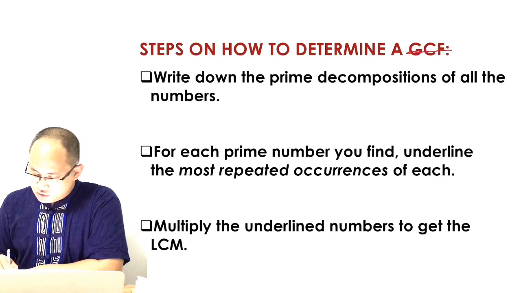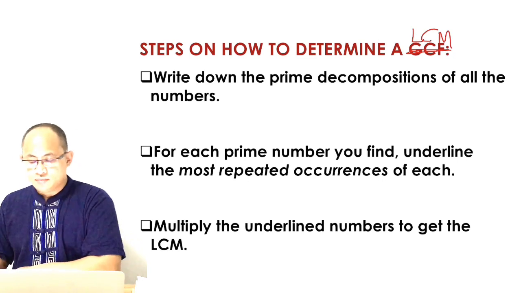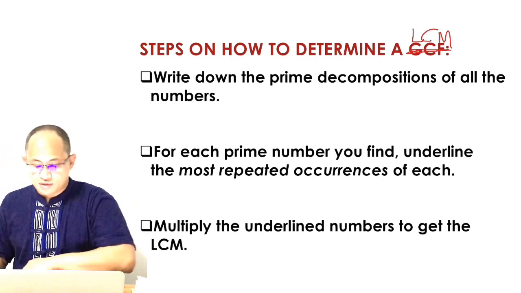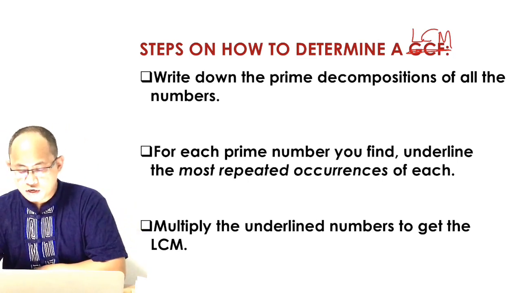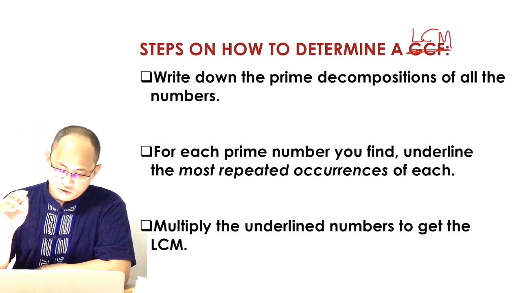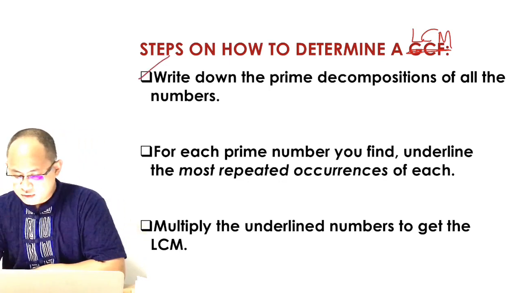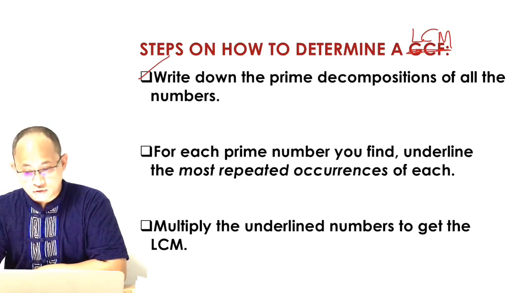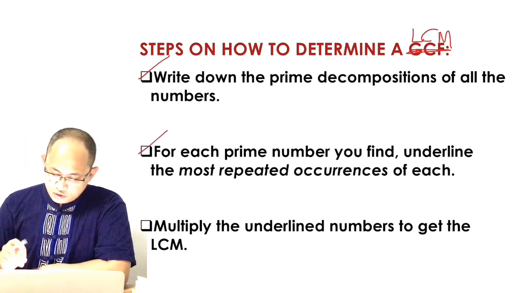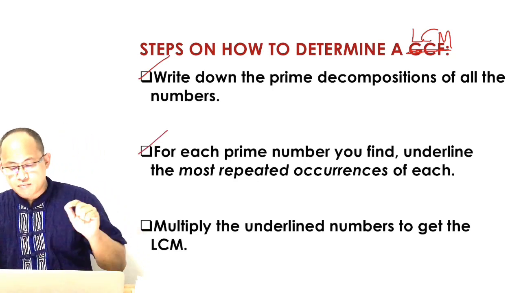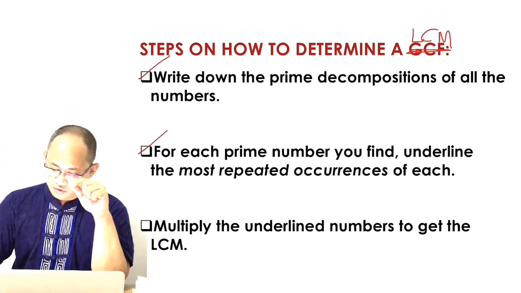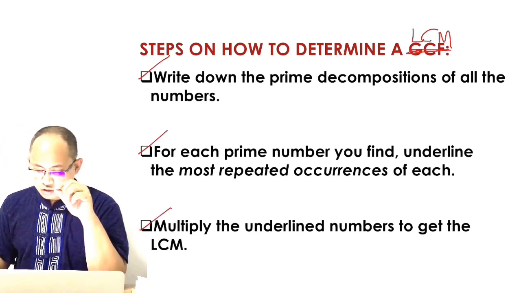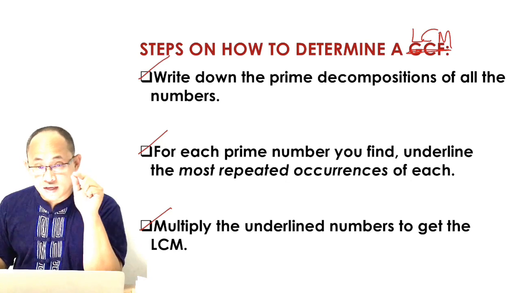Now this is not a GCF, we'll use that for LCM. All right, that's not a GCF, that's an LCM. Steps on how to determine an LCM. First, write down the prime decompositions of all numbers. Second, for each prime number you find, underline the most repeated occurrences of each. Third, multiply the underlined numbers to get the LCM.